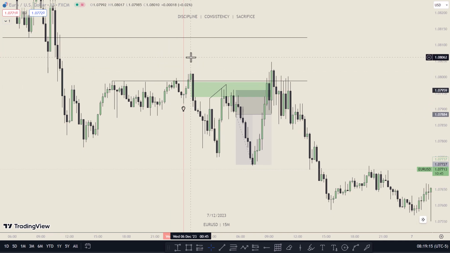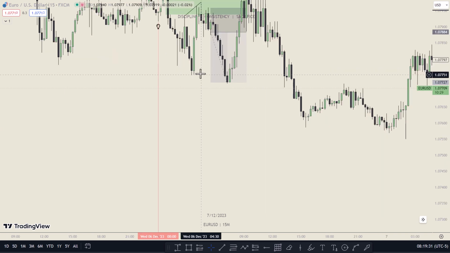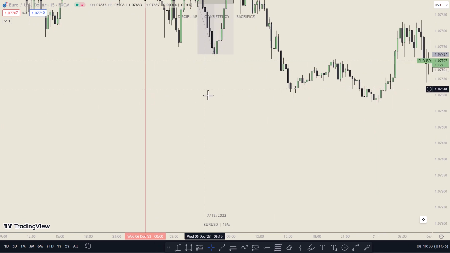So the next thing, you will see a move to the downside, right? An expansion to the downside, taking the Asian high. This is a classic sell day, right? And then price keeps expanding down and down and down until the New York session, right? And then maybe we can see a retracement and again expanding lower. This is a classic sell day.